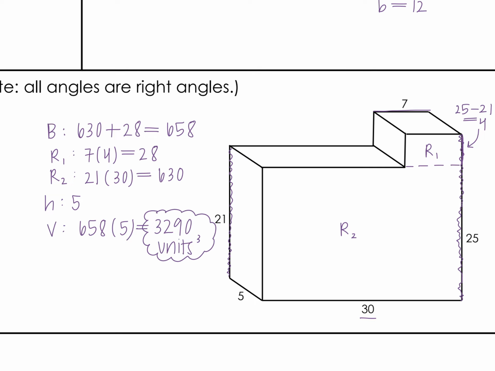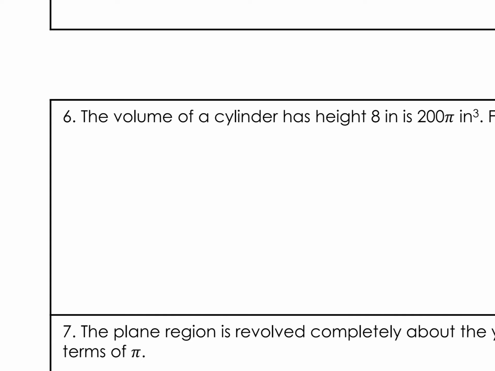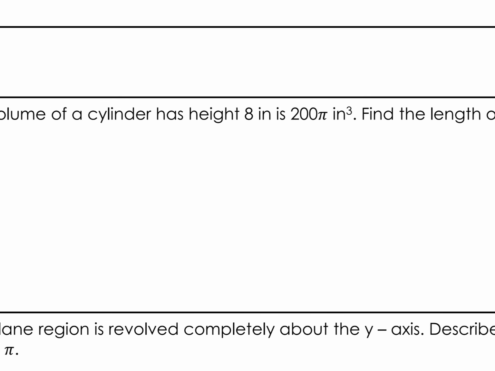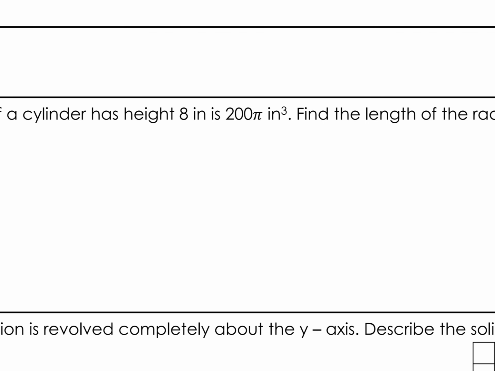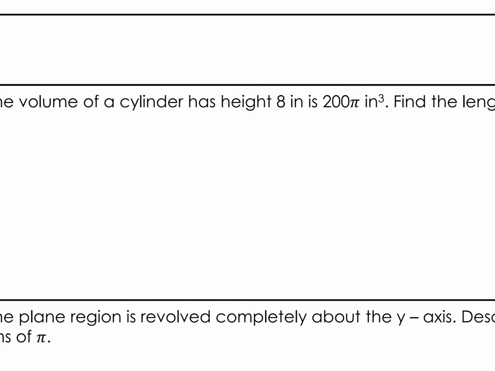All right, so we're going to go ahead and flip it over to the back side. And so for this problem, we have that the volume of a cylinder that has a height of 8 inches is going to be 200 pi inches cubed. And we're going to find the length of the radius. My bad. All right, so let's start by plugging in everything that we have for our formula.